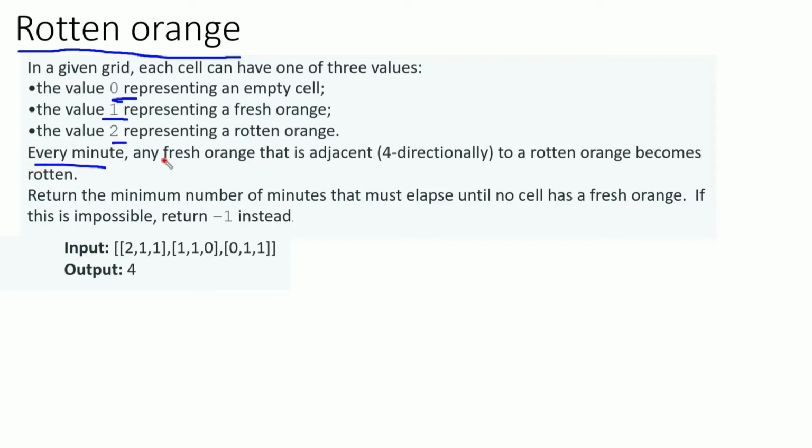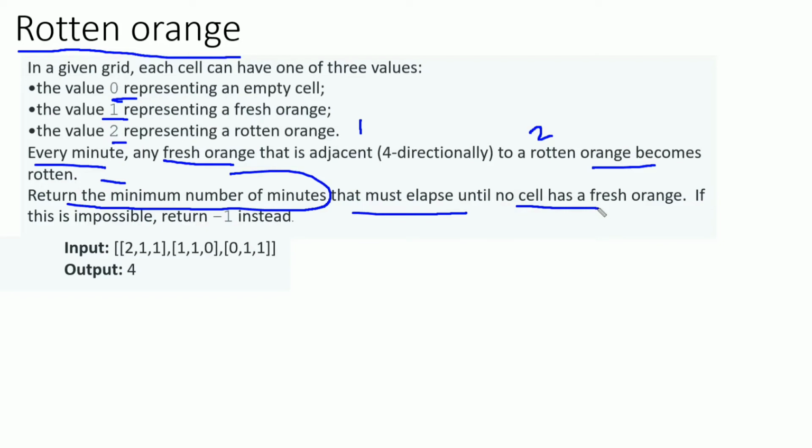Every minute, any fresh orange that is adjacent to a rotten orange, like value 1 adjacent to value 2, becomes rotten. We need to return the minimum number of minutes that must elapse until no cell has a fresh orange. Basically, we need to return the time required to convert all the fresh oranges to rotten oranges, provided that there must not be any fresh orange left in the grid, and if it is not possible then we need to return -1. Suppose the input is in this manner.